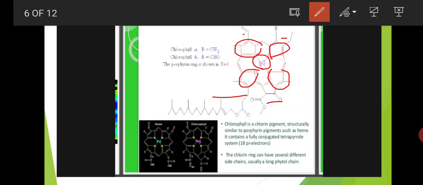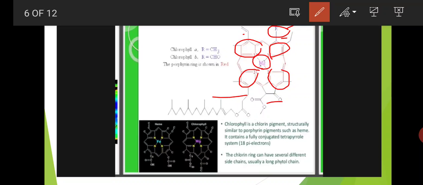The structure is common for chlorophyll A and B, but in chlorophyll A, here the R group is a CH3 methyl group. If R is a methyl group, then that is chlorophyll A. If this R group is an aldehydic functional group, CHO, then that is called chlorophyll B. That is the only difference; the remainder is the same in chlorophyll A and B.